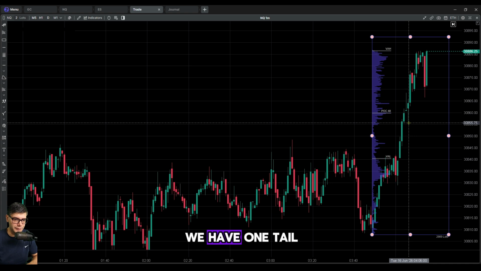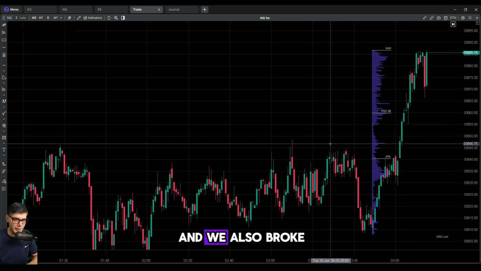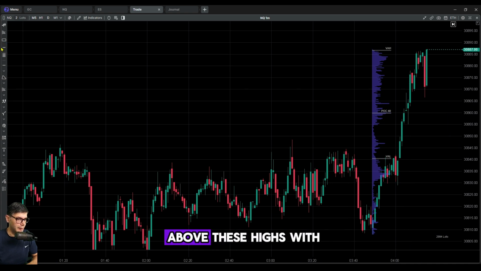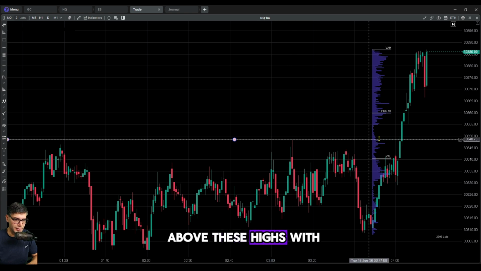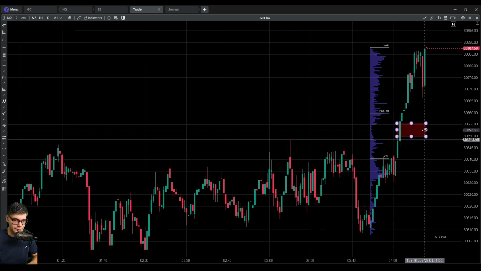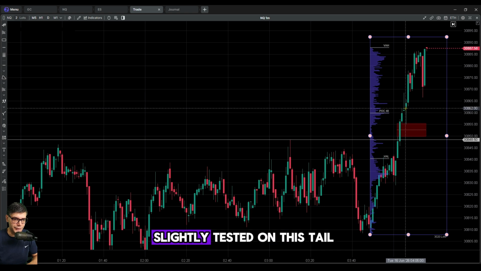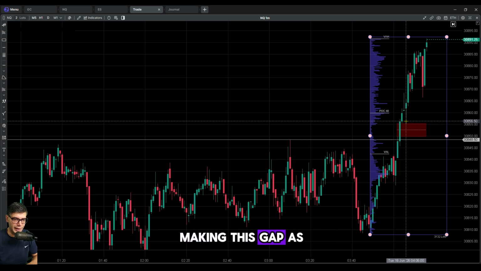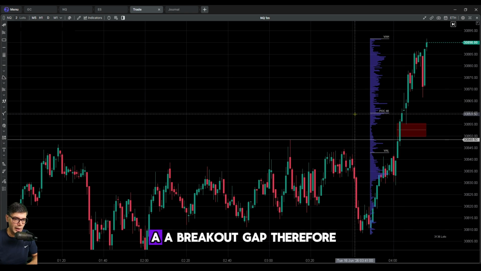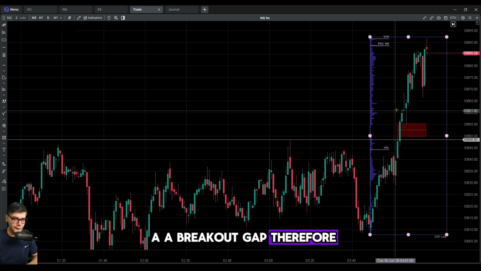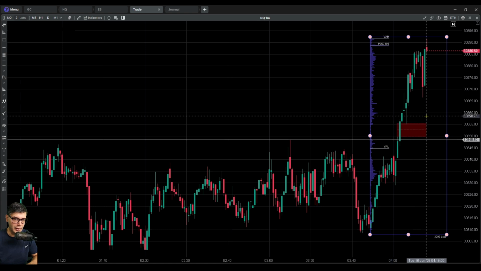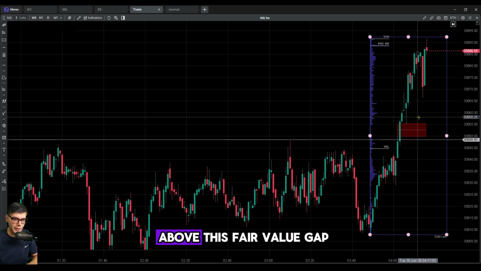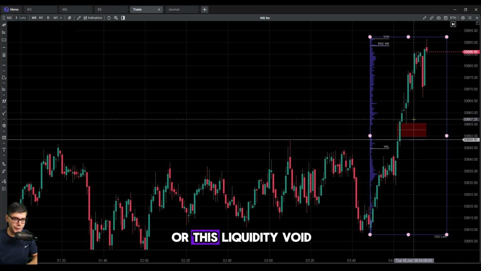We have one tail in here and we also broke above these highs with a gap. This gap has been slightly tested on this tail, making this gap a breakout gap. Therefore, we can rely on this high until the price closes above this fair value gap or this liquidity void.